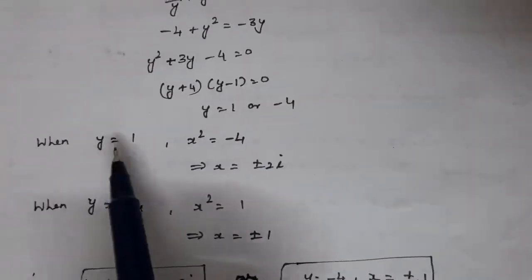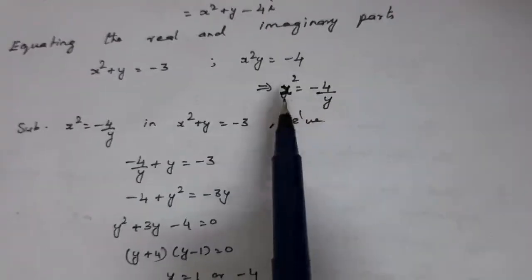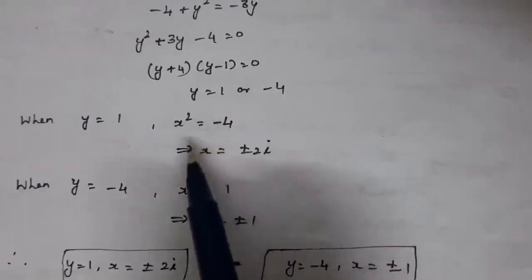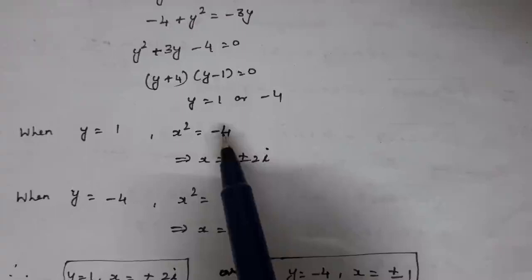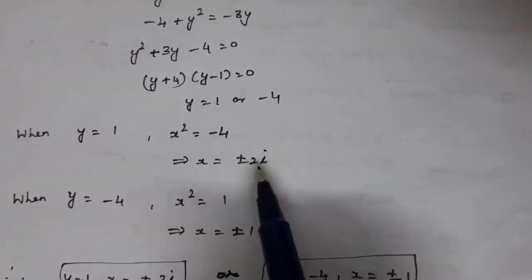Now let us substitute y is equal to 1 in here, where the x value can be obtained. x squared is equal to minus 4 by 1. So on substituting y is equal to 1, x squared is equal to minus 4. But if you take the square root, it is a root of a negative number. Square root of a negative number means it is a complex number, that is, square root of 4 is 2 and root of minus 1 is i. So it will be plus or minus 2i.